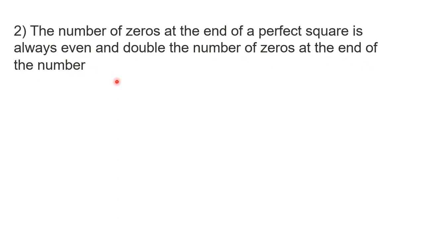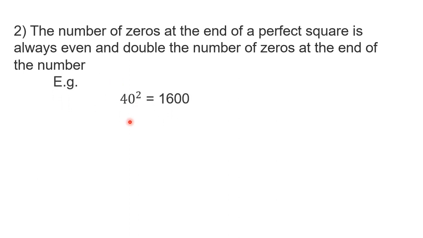80 square is 6400. 80 has one zero, and its square number is 6400, which has two zeros. So if a number has 1 zero, its square number has double the number of zeros.